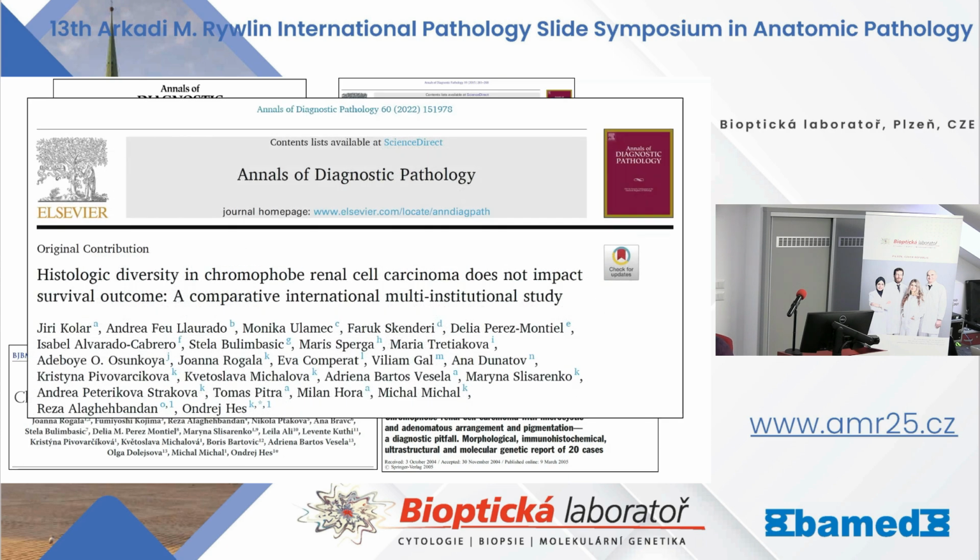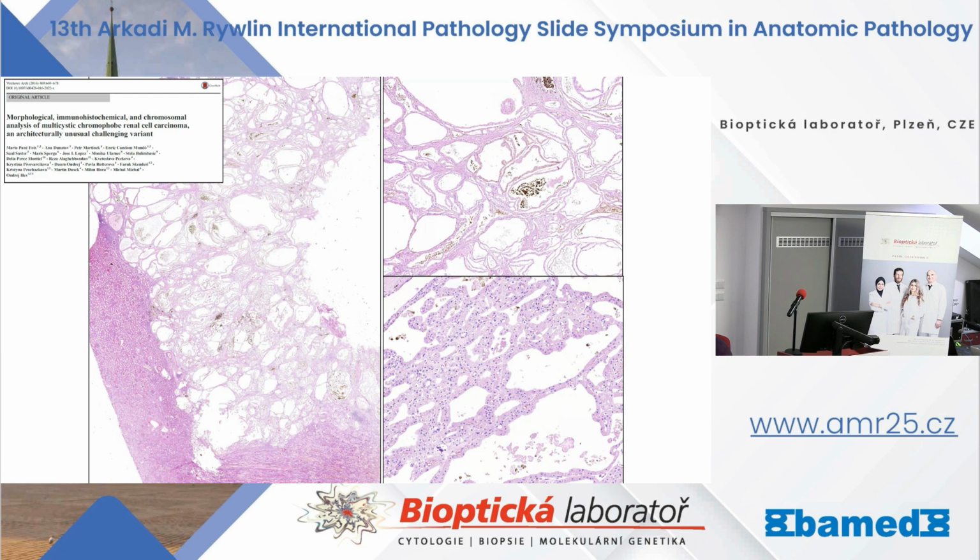What is important, we tried to establish the prognosis of these patterns. I think this is the last publication which Ondra wrote, in 2022. In this publication, we established that probably the prognosis of the variants is the same as non-sarcomatoid chromophobe renal cell carcinoma. Here you can see some examples. This is multicystic chromophobe renal cell carcinoma, which probably is a spectrum of microcystic chromophobe renal cell carcinoma.